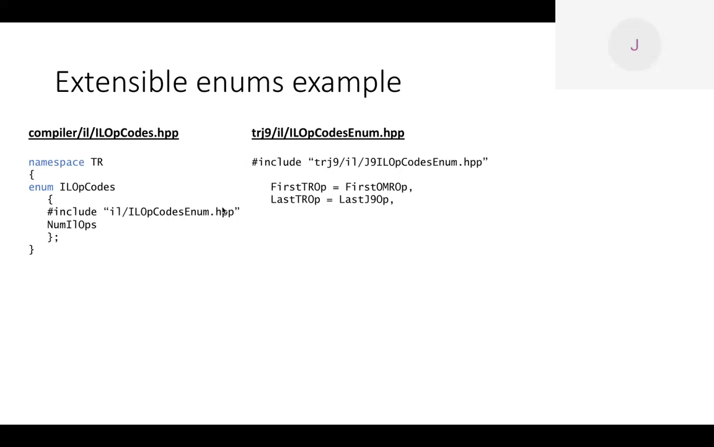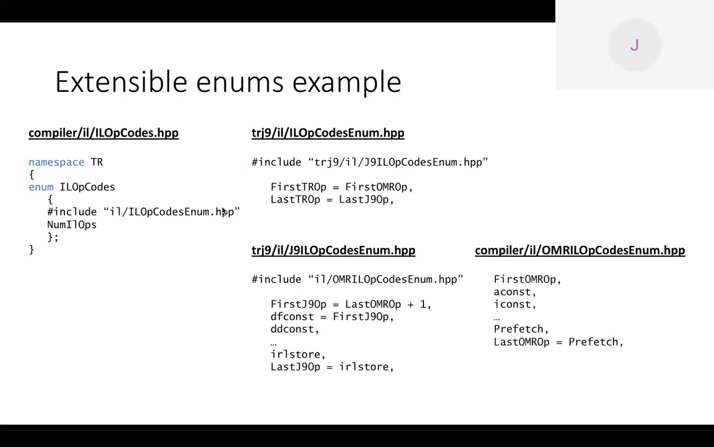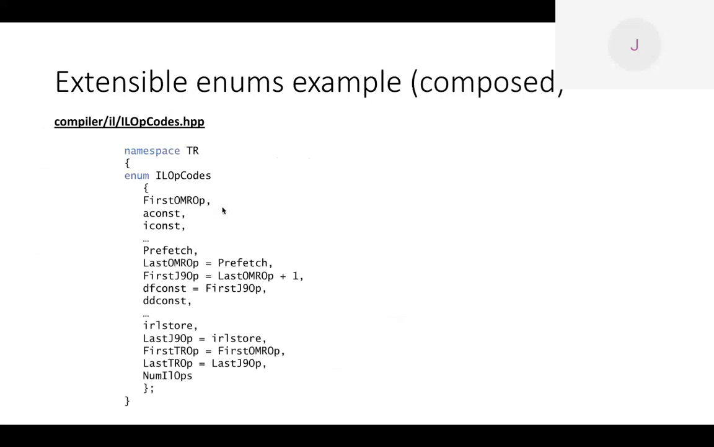What you would find in that file is something that looks like this. It would include the J9 specialization of that IL opcode enum. That would look like this. The first thing it does is reach back and include the OMR implementation of it as well. And then that does something like that. And then eventually what ends up getting produced is the composition of all these, which looks like that.